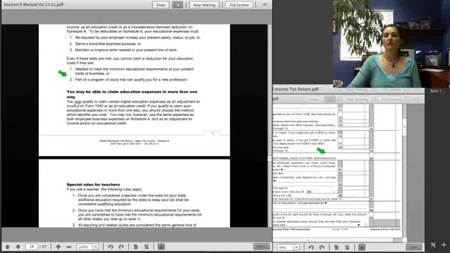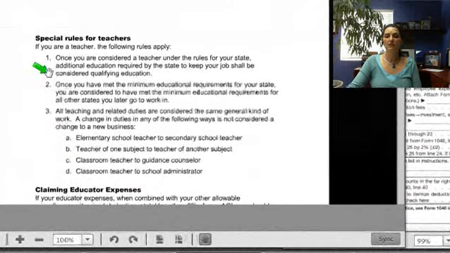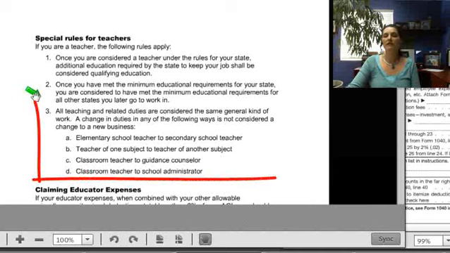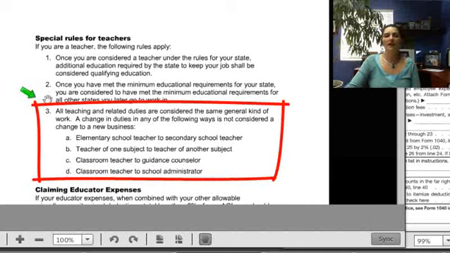If you meet the minimum standards in your home state and then you move to a new state, and the new state says you have to get more education to meet their standards, the IRS is saying you can deduct those qualifying expenses even if you are meeting the minimum standards for the new state, because you are a teacher and teachers are special. All teaching and related duties are considered the same general kind of work.